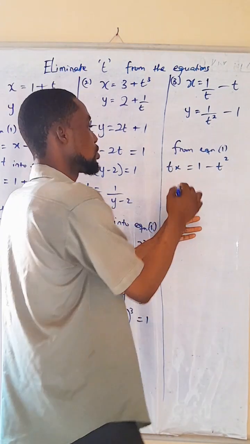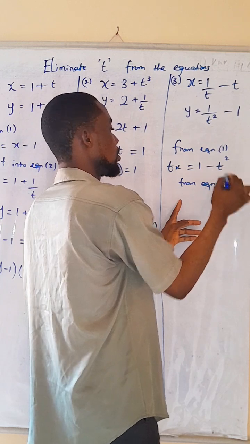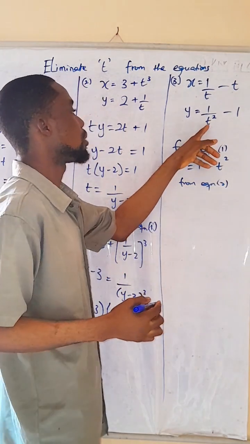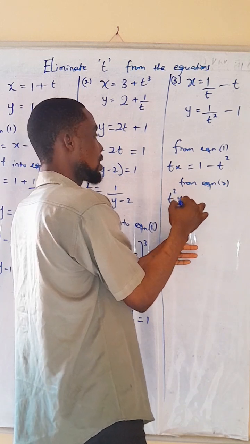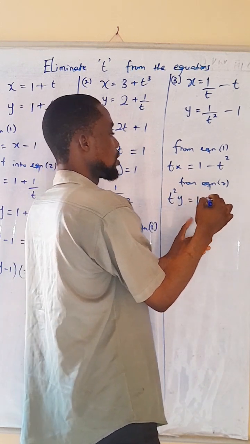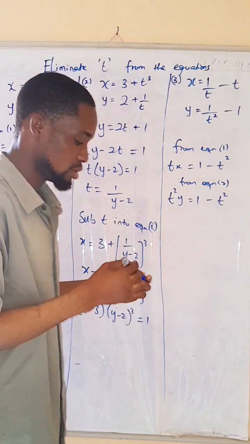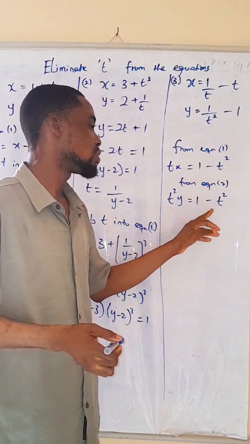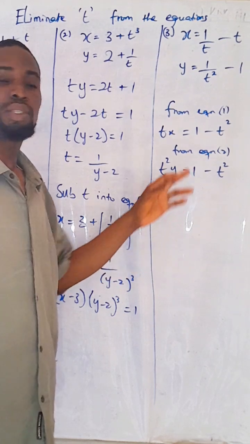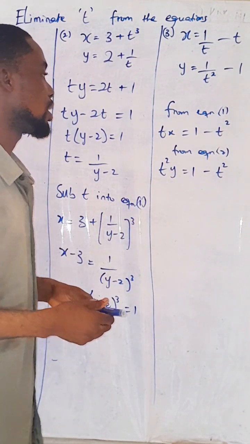So from equation 2 also, what do I have? Multiply by t squared. I have t squared y equals 1 minus t squared. Now looking at this, equation 1 has been converted to this, equation 2 has been converted to this. And notice t squared.